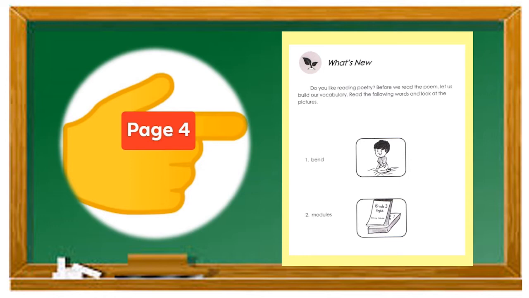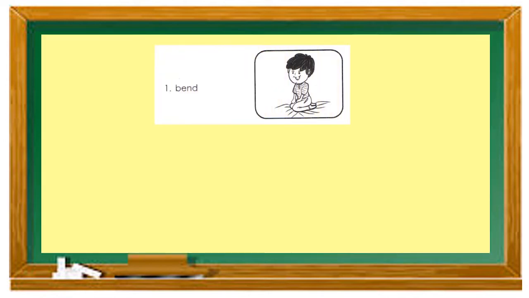Kids, let me ask you, do you like reading poetry? Very good! That's a good hobby! Keep doing it! Before we read the poem, Homeschool, which can be found in page 6, let us build your vocabulary. Read the following words and look at the pictures. First word is bend. Look at the picture for the word bend. What does it mean?